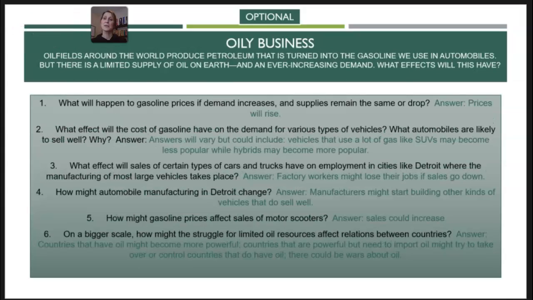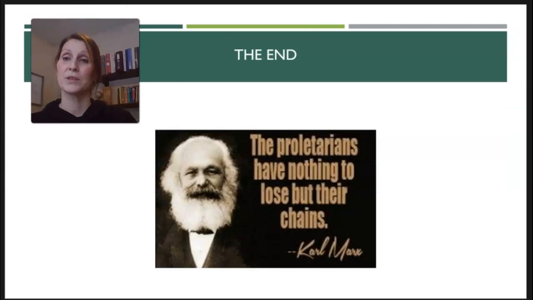And then this one is about oily business. Oil fields of the world produce petroleum that's turned into gas that we use in automobiles. Again, this kind of goes along with this industrial revolution where we're headed. In future lessons, we're going to learn about transportation and how that's evolved. So you can answer these questions on your own. I also do have sample answers there for you. So please feel free to do that.